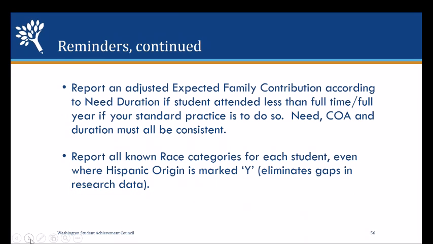Report an adjusted expected family contribution according to the need duration if a student attended less than full-time, full year, if your standard practice is to do so. Need, COA, and duration must all be consistent. We also would like you to report all known race categories for each student, even where Hispanic origin is marked Y. It eliminates gaps in our research data, and it ends up being a fairly important element for our reporting.